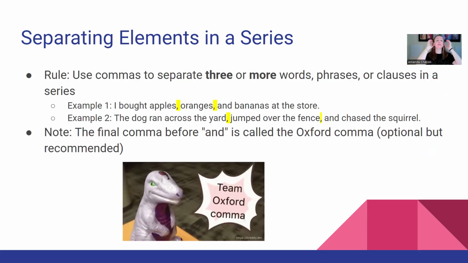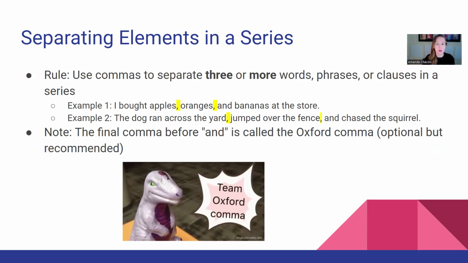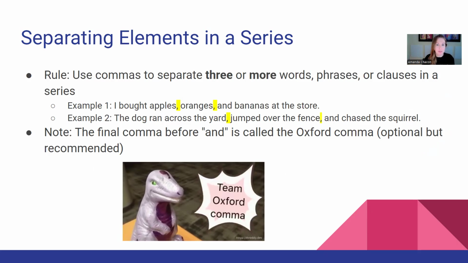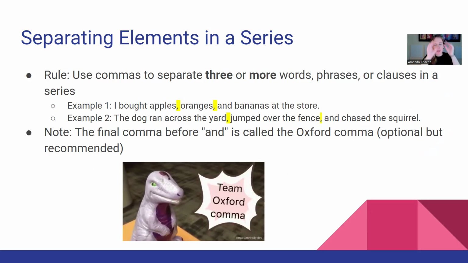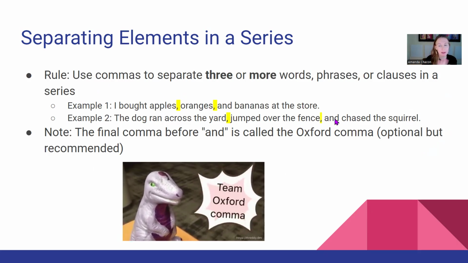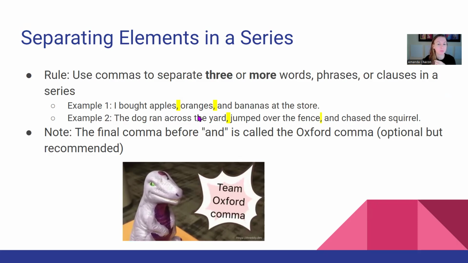So the first one is elements in a series. That means using commas to separate three or more words, phrases, or clauses in a series. So if you're listing off something, basically. The example: I bought apples, oranges, and bananas at the store. You want to put a comma after apples, after oranges, and then it separates out what you purchased at the store rather than running it all together.